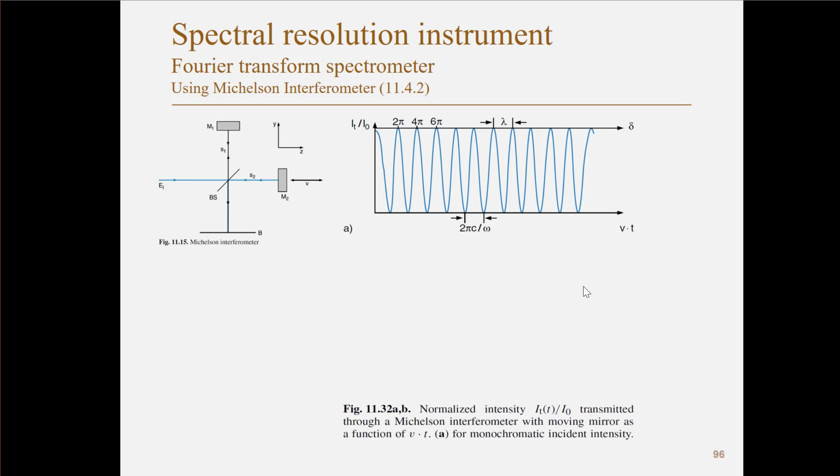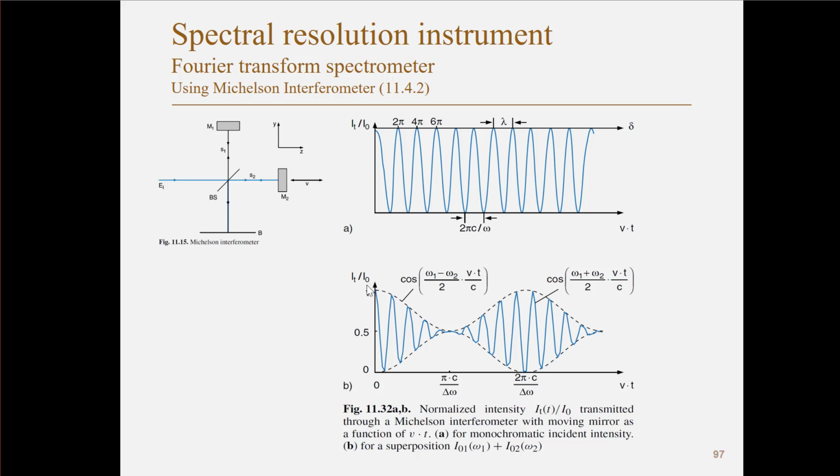Just like in our previous graph, if we have a single frequency coming in, we'll get a sinusoid pattern like this. But if we instead, for example, have two discrete frequencies coming in, omega 1 and omega 2, then we'll get a pattern like this. If we take the Fourier transform of the pattern up here, we'll get a single frequency. If we take a Fourier transform of this recorded pattern here, we will get two discrete frequencies. And then we'll have to put in the conversion factor to actually get it into wavelength.